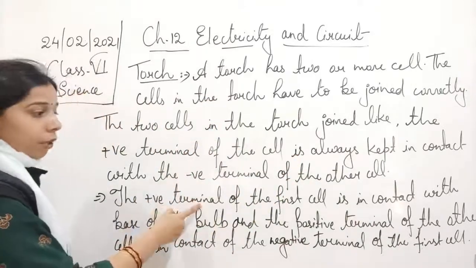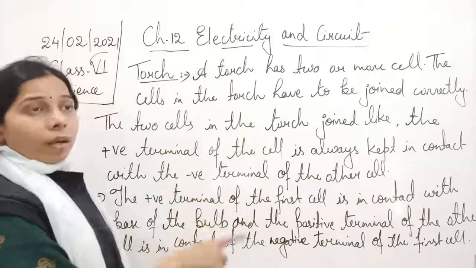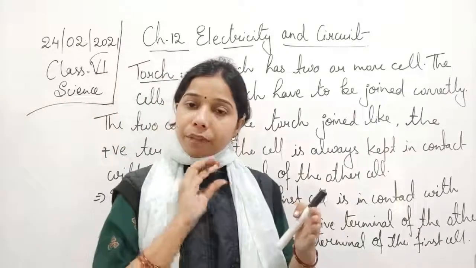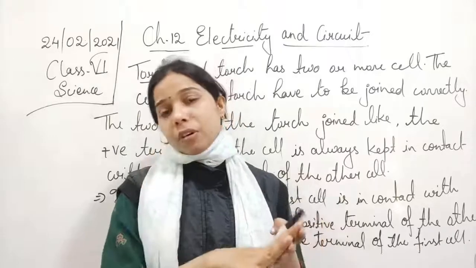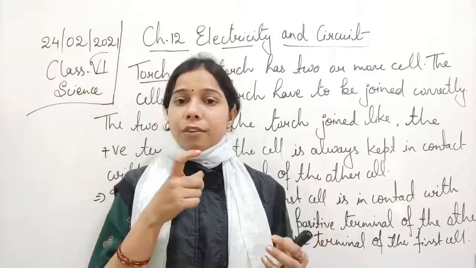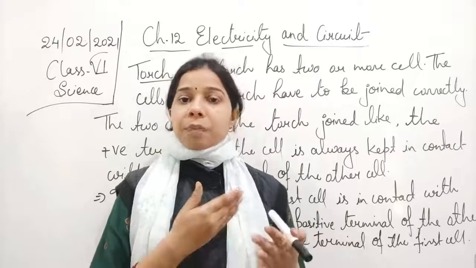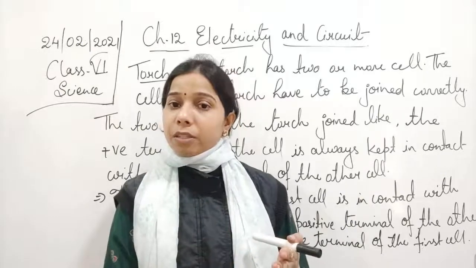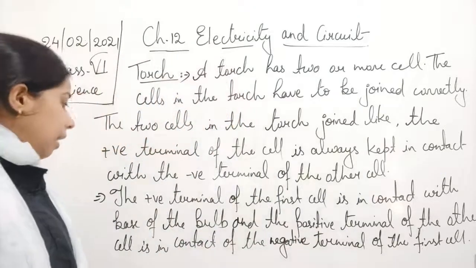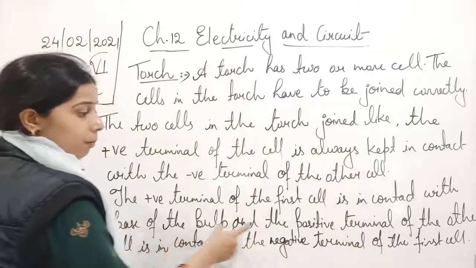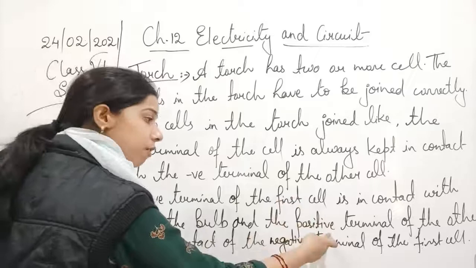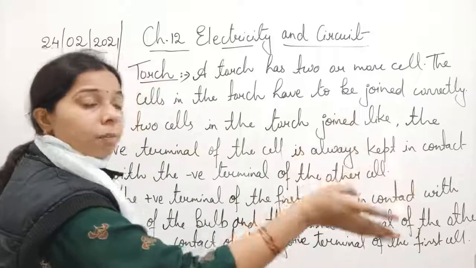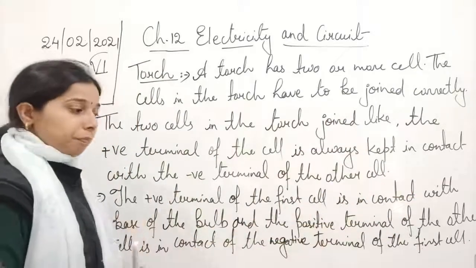Now the positive terminal of the first cell should be in contact with the base of the bulb. When you keep the first cell in the torch, remember that it should touch the base of the bulb, and when you add the second cell, that should touch the base of the first cell. So the base of the bulb should be connected to the first cell, and the positive terminal of the second cell should be connected to the negative terminal of the first cell.